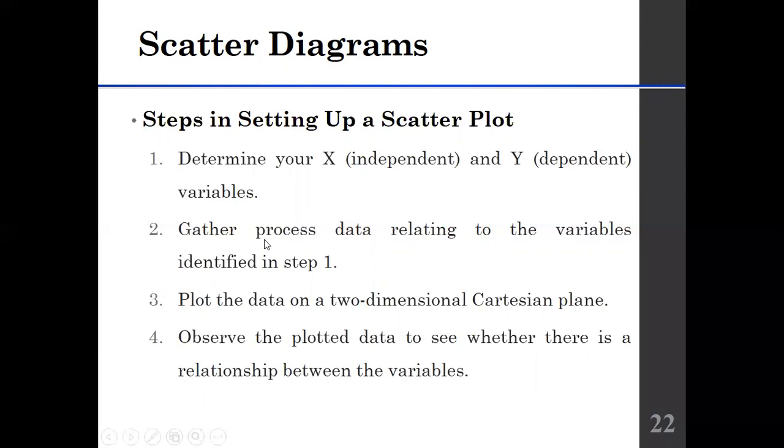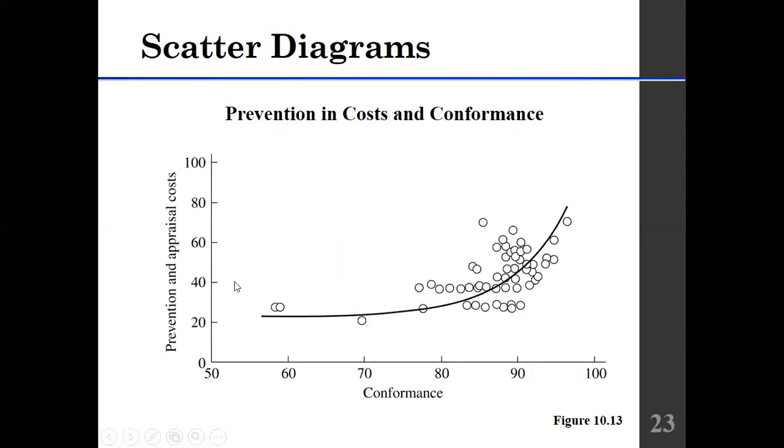The second step is to gather the process data relating to the variables identified in step one. We have to identify the data regarding the independent and dependent variables. The third step is to plot the data on a two-dimensional Cartesian plane. And the fourth one is to observe the plotted data to see whether there is a relationship between the variables. So you can see this particular scatter diagram. These dots or small circles represent data.